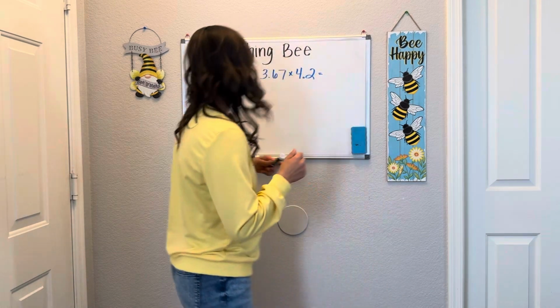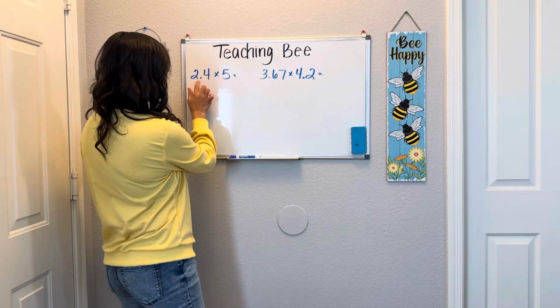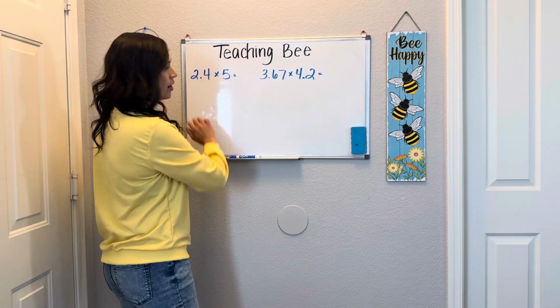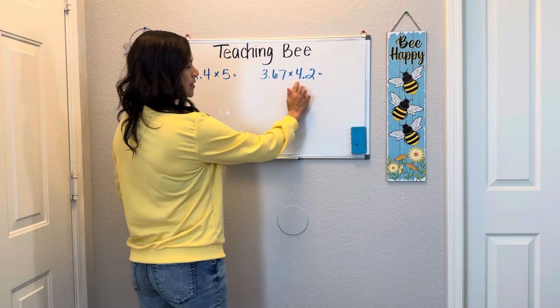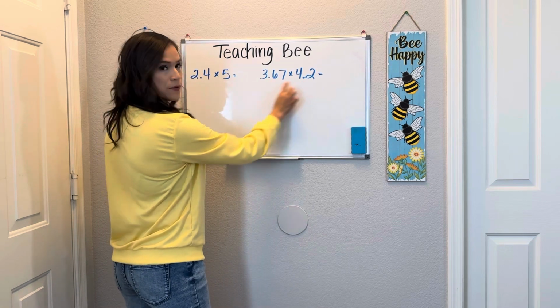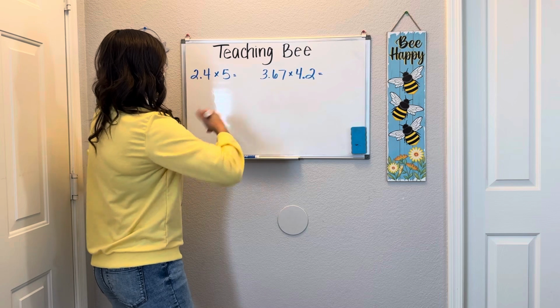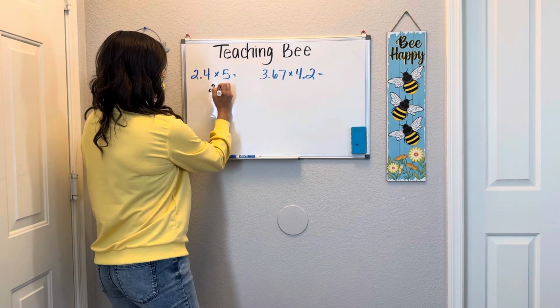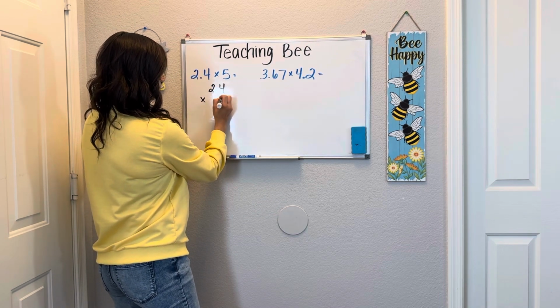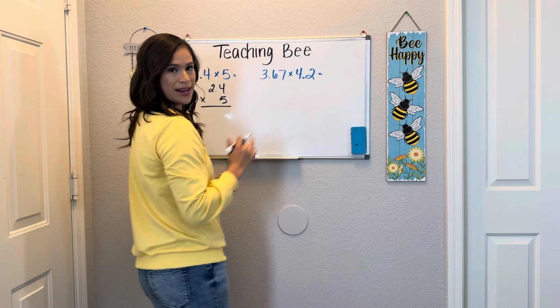I went ahead and did a multiplication problem. I did one where we have a decimal and a whole number, and then I did another one where we have the decimal place in different areas of our place value. So let's go ahead and do the one on the left. So we have 2.4 times 5. And we're going to go ahead and simply solve.